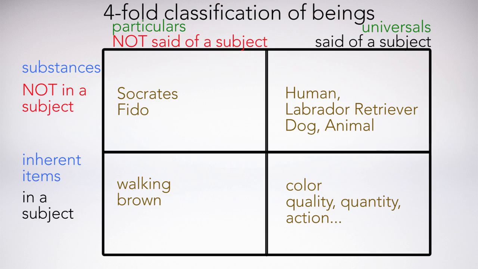That means color goes in the right-hand column because it's a universal, but below the line because it inheres in a subject. Now, just as in the case of the universals above the line, where we can ask, what is a dog, and get the answer, it is an animal, we can ask further of color, below the line, what is it? And eventually, we are going to get the answer, color is a quality. So quality goes in this quadrant as well.